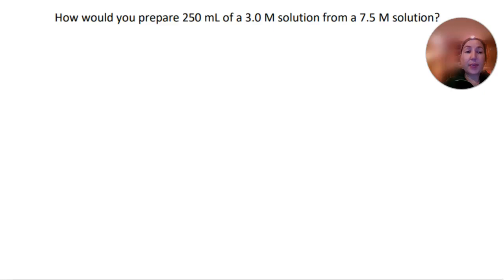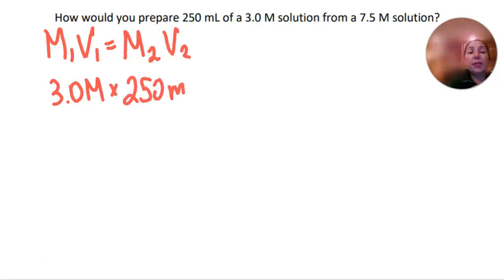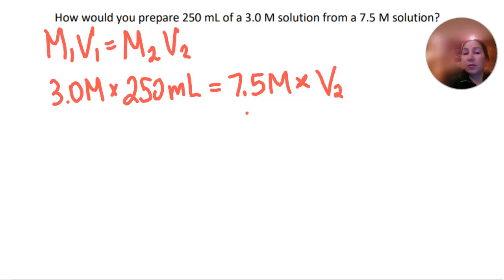Okay, we have one more example here. How would you prepare 250 milliliters of a 3.0 molar solution from a 7.5 molar solution? So this looks like M1V1 equals M2V2. Okay, so we've got a 3 molar solution, 250 milliliters of it is needed, and you've got a starting molarity of 7.5 molar, but not sure what volume of that solution to use.